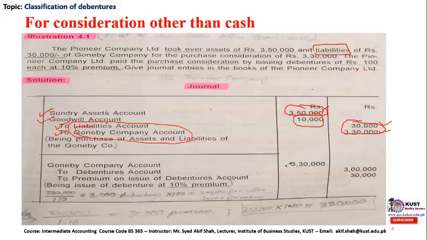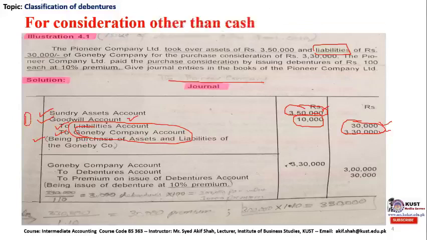So therefore we, which is the Pioneer Company Limited, include an additional account, which is goodwill account, an intangible asset, by 10,000 rupees, and then the shortest narration, which will explain what has actually happened in the above transaction, being purchase of assets and liabilities of the gone by company. This was our first entry.